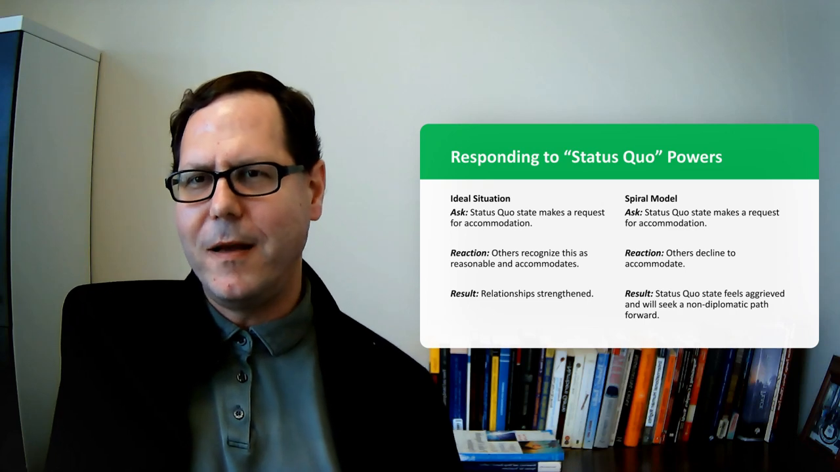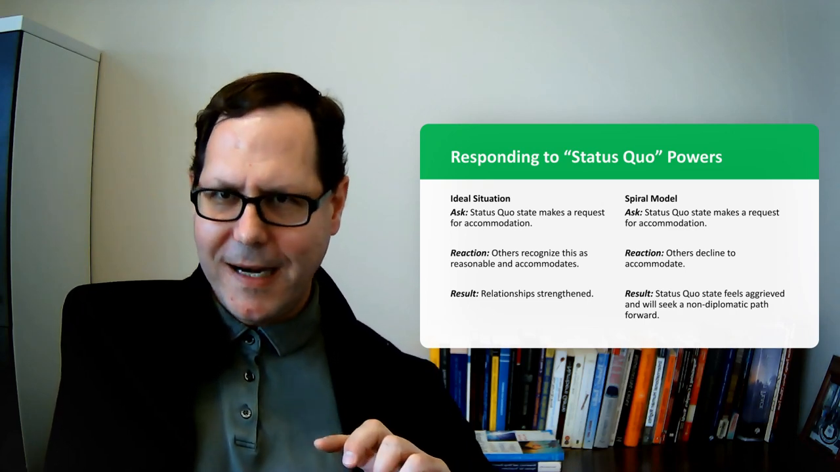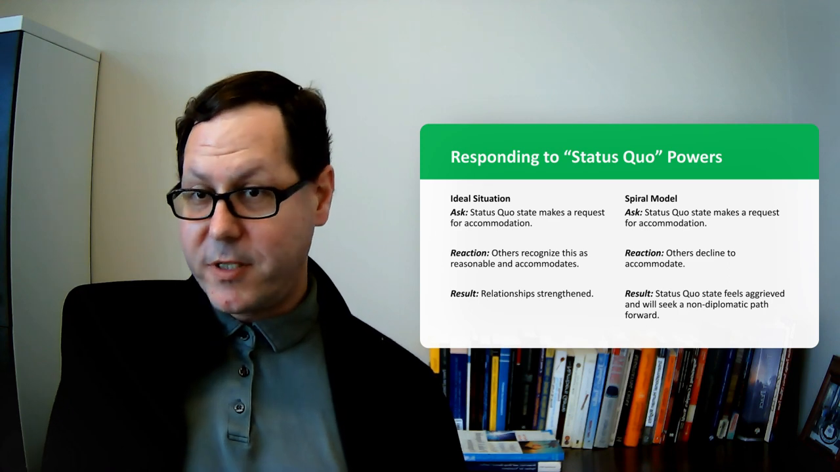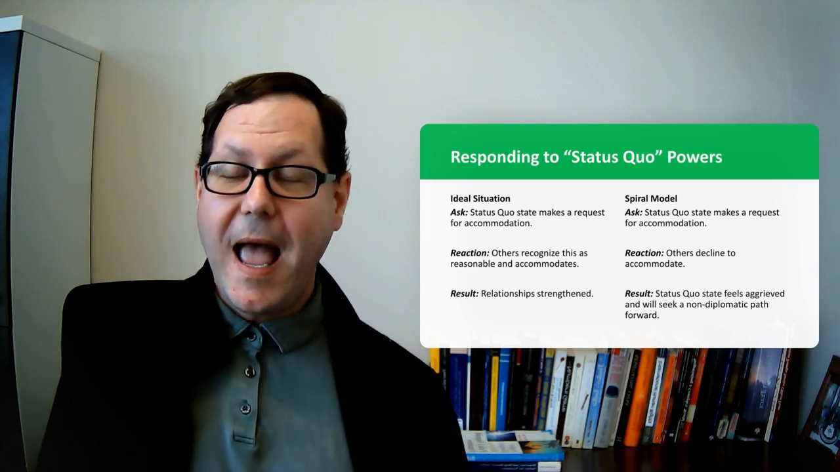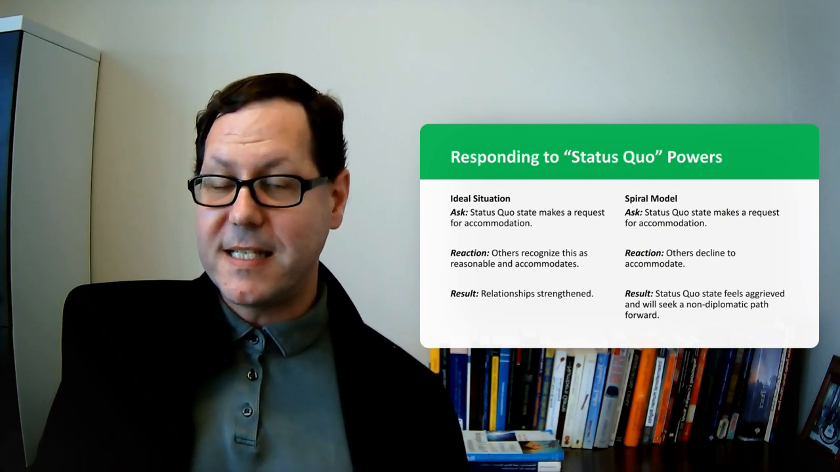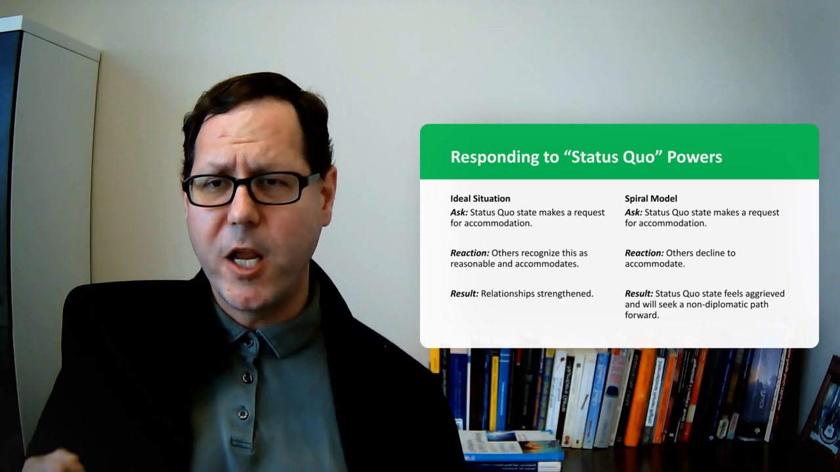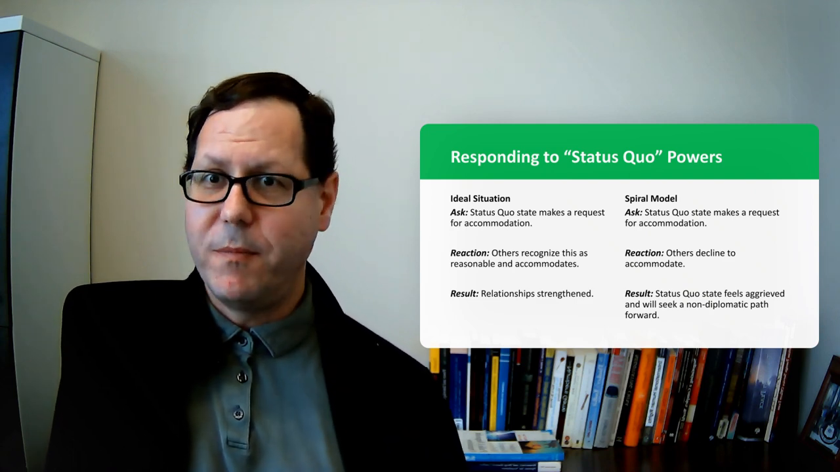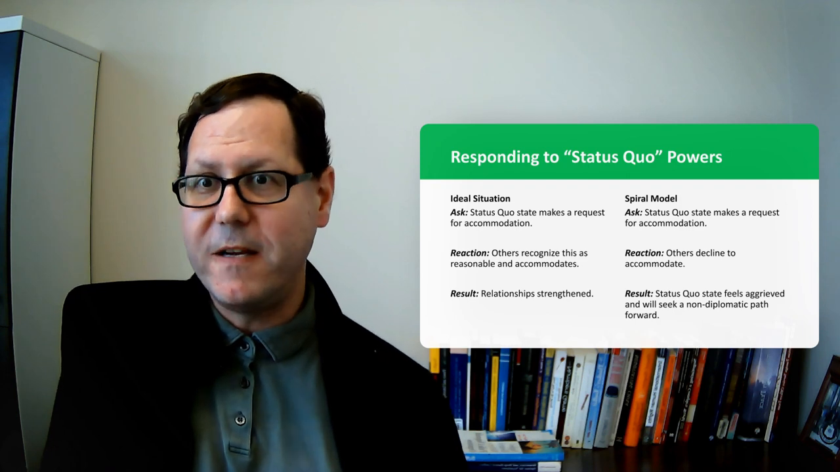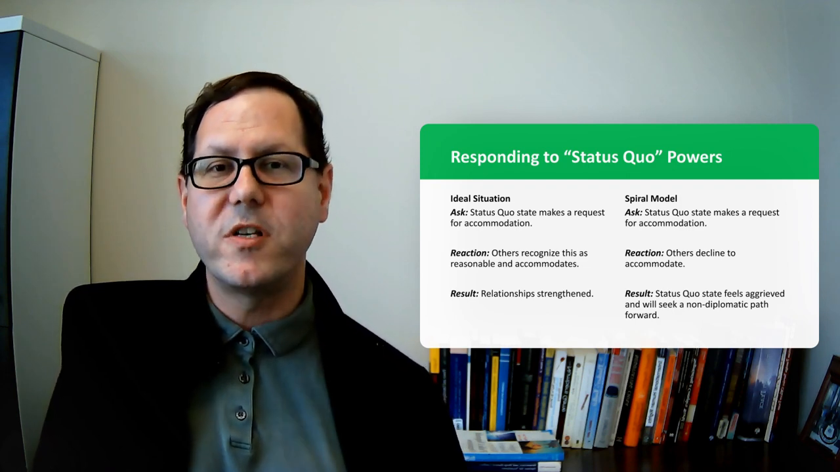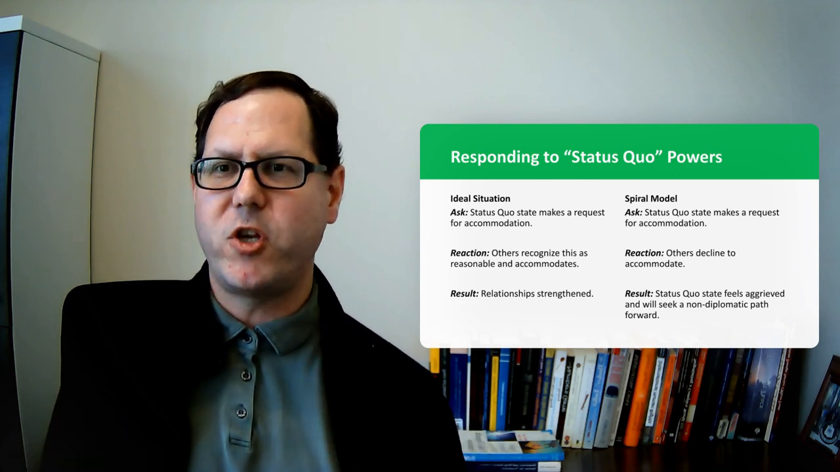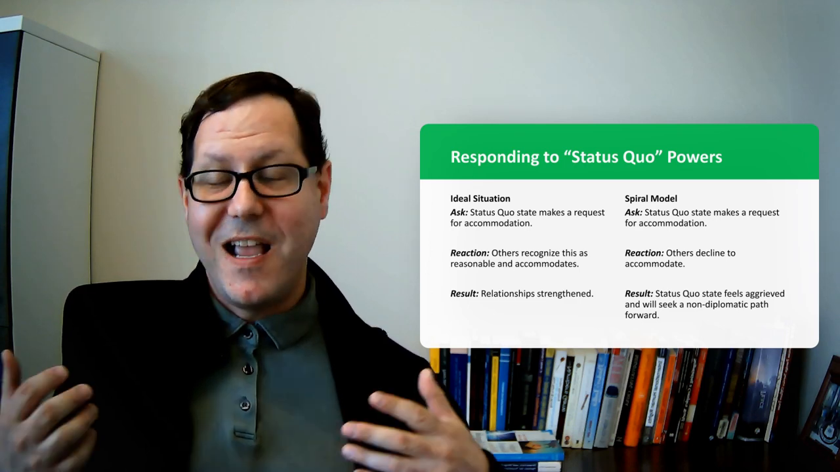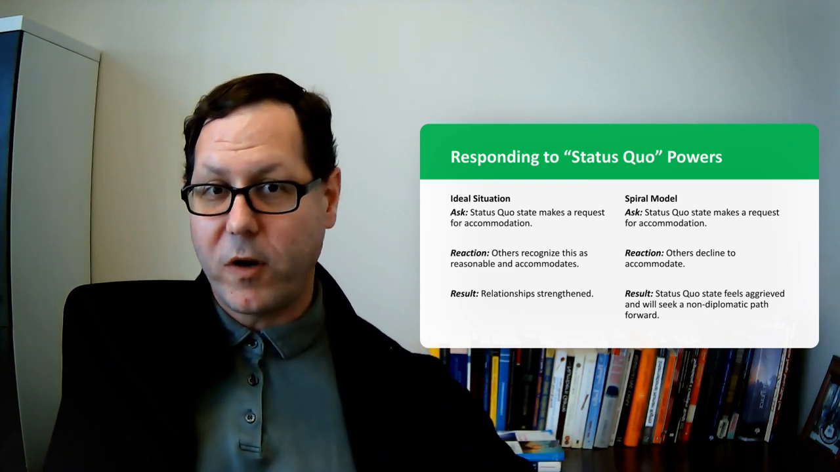But sometimes you get a different reaction, what's sometimes called the spiral model, in that it's spiraling towards conflict, in which the status quo power makes a request for accommodation, and others decline. They say, no, we're not going to work with you on that. And as a result, the status quo power feels aggrieved. It feels that it's not able to use diplomacy and negotiation to address legitimate concerns that it has. And it's going to look for a non-diplomatic path forward. It may look to militarize. It may look to press its advantage. It may look to actually achieve that change with military force. And so the concern is that you're in a situation where you could have resolved that problem by working with the state and cooperating and negotiating and conceding, maybe even. And because you didn't handle it that way, it ends up escalating toward conflict.